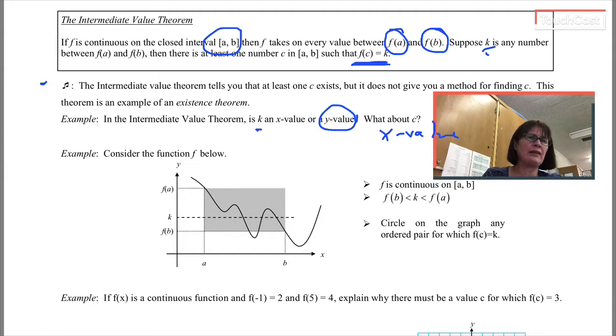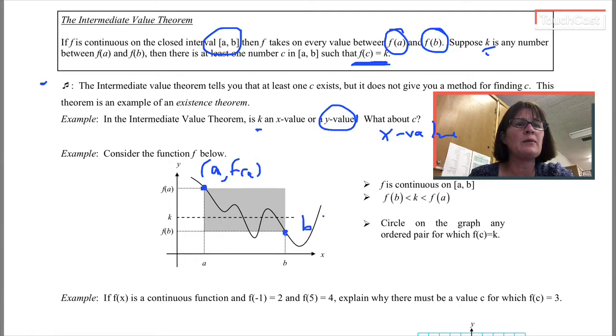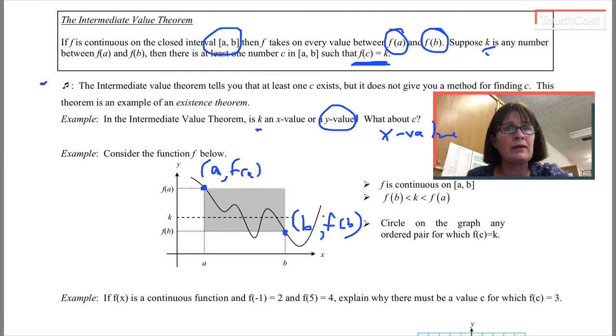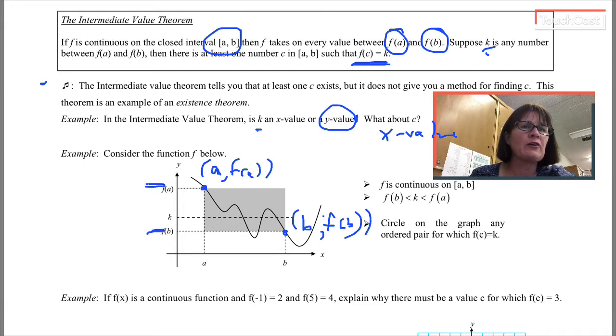So this picture, I think, kind of sums it up. If you know two ordered pairs, so this is a comma f of a, and here is b comma f of b. It implies that a and b are inputs, they're x's, and f of a and f of b are outputs, they're like y's. I missed a parenthesis there, I missed one here too. So f of b and f of a are the two y values you know, and k is some other y value that you're interested in.